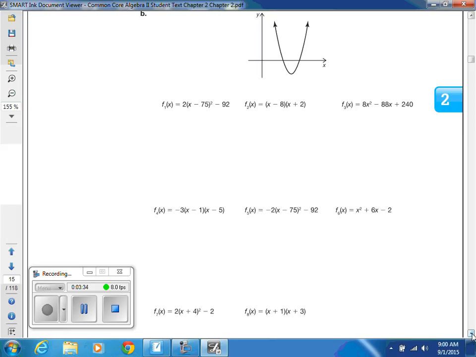Alright, what can I rule out? Which way does it open? Up. So that means A is what? Positive. So what gets to go? 4 and 5 are out, right? Because A is positive. So they're out right now. Anything else that we can rule out?